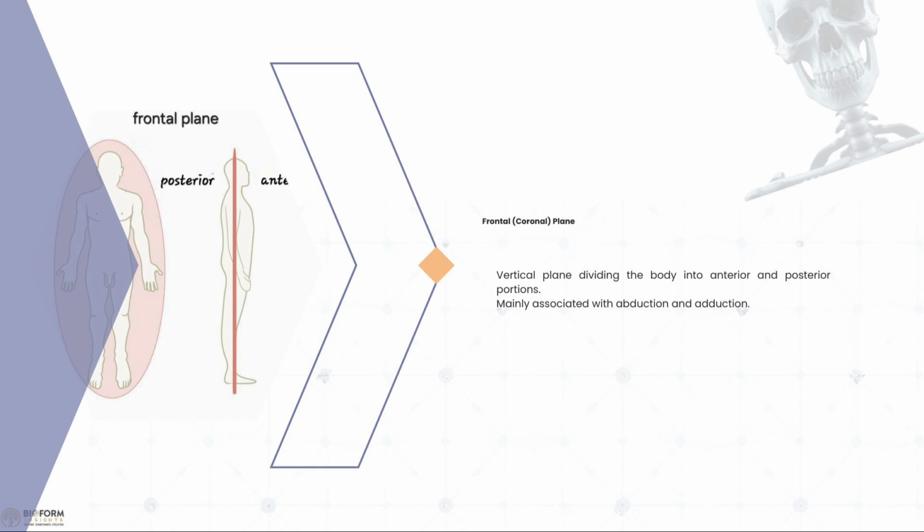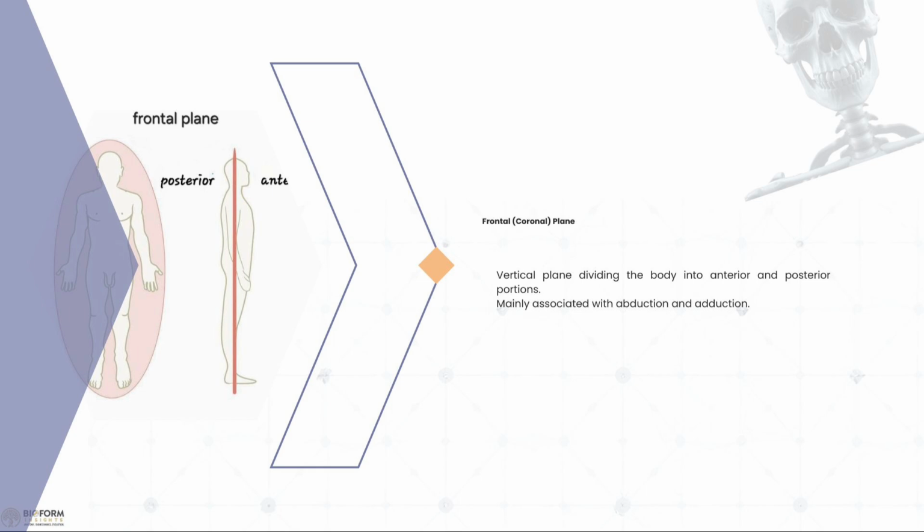Associative movements: the lateral rule. The primary movements occurring within this plane are abduction and adduction. Abduction: moving a limb away from the midline. Adduction: bringing a limb back toward the midline. To put that into perspective, if the sagittal plane was about folding, the frontal plane is about spreading.